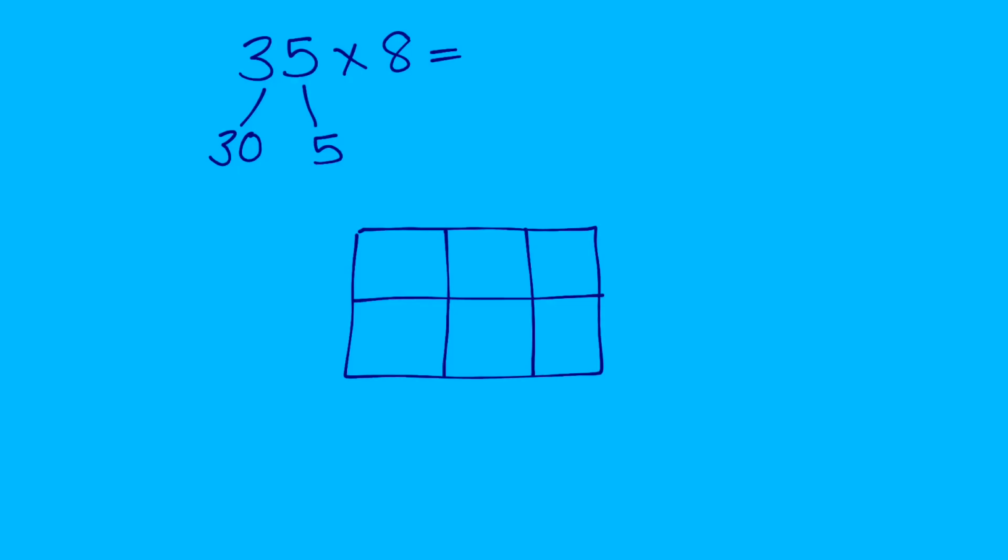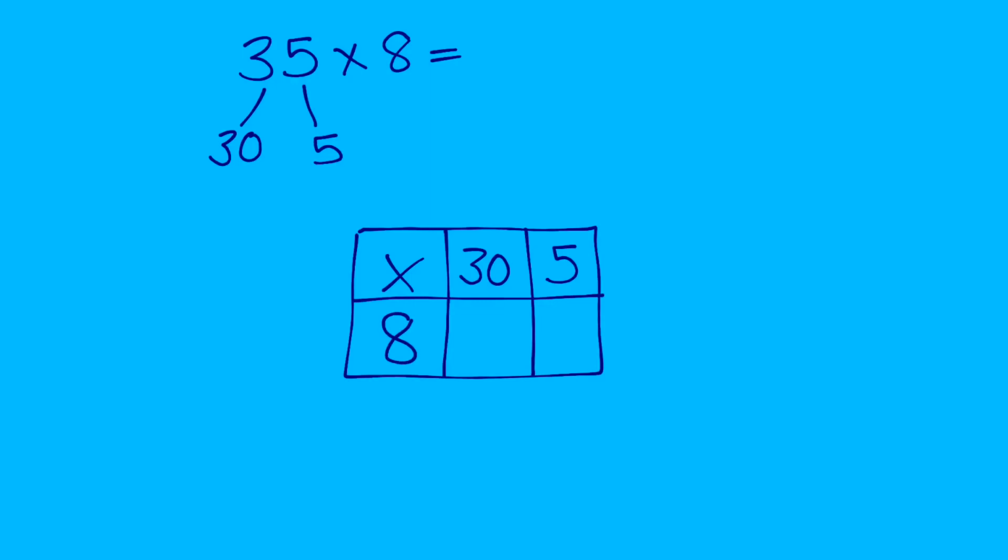Let's try another question. This time we're going to calculate 35 times by 8. So the bigger number needs to be partitioned, so 35 can partition into 30 and 5. And now I need to draw my grid, so I can put my multiplication sign there, and then I can see that I've got my 30 and my 5, which have been partitioned, and I'm multiplying both of those by 8.